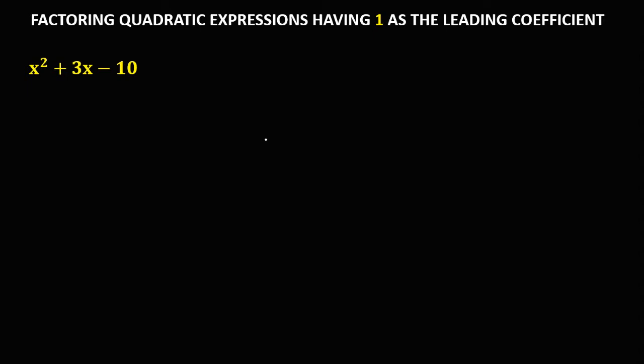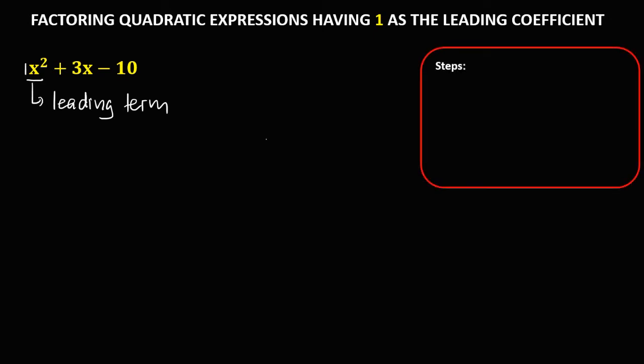So for this given quadratic expression, this term is the leading term, the term with the highest exponent. The coefficient of the leading term is called the leading coefficient. For this given, the leading coefficient is equal to 1. To factor this quadratic expression, we have these different steps.